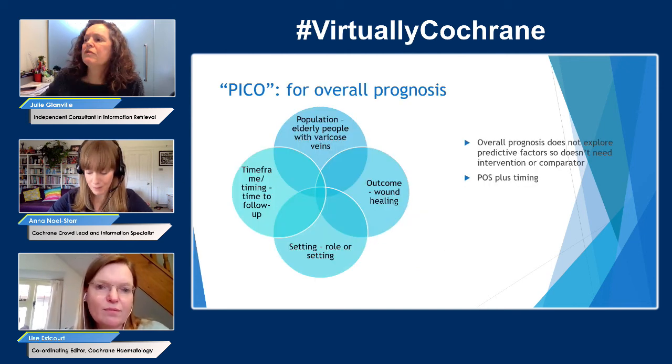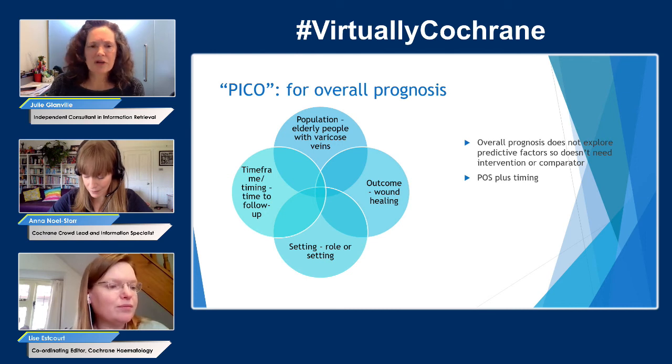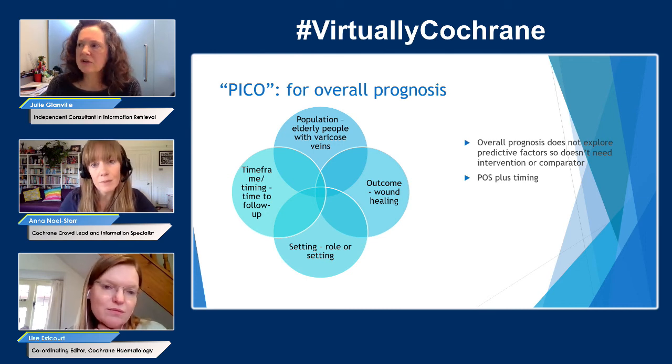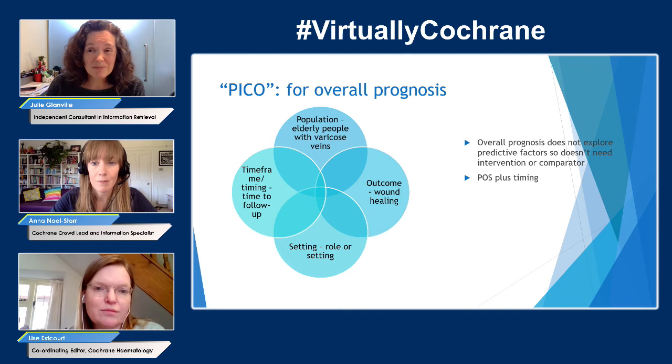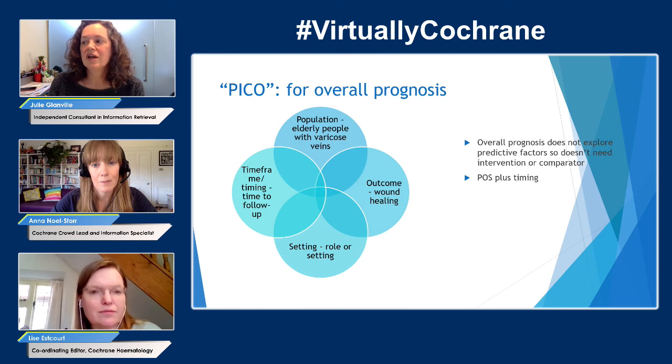I'm just going to move on to summarise the current guidance for searching for prognostic studies, bearing in mind that we have the 4 different types. So this is a PICO for the overall prognosis type of study, where you have the population, the outcome you're interested in, which in this example, the population is elderly people with varicose veins. The outcome is the healing of those varicose veins. You would also be looking for information on the setting and then the time frame, the time to follow up.